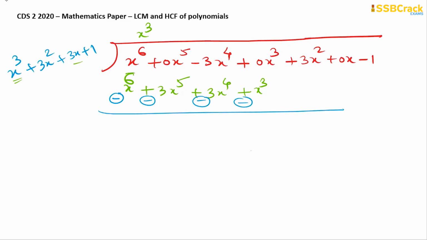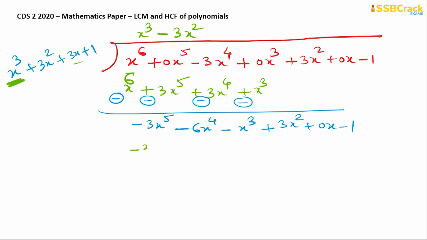You are getting them as minus 3x to the power 5, minus 6x to the power 4, minus x cube, and the remaining term plus 3x square plus 0x minus 1. And now the process requires from this x cube this minus 3x to the power 5. So we shall multiply it by minus 3x square. Agree? So minus 3x square into x cube will be minus 3x to the power 5. Minus 3x square into plus 3x square will be minus 9x to the power 4. Minus into plus, that is minus 9x to the power 3. Minus into plus, minus 3x square.